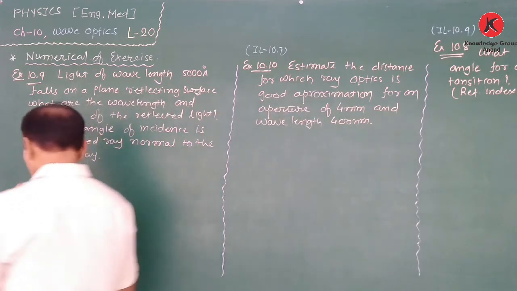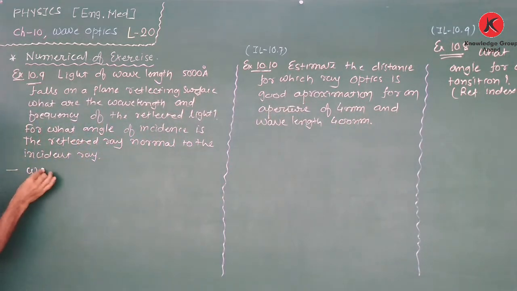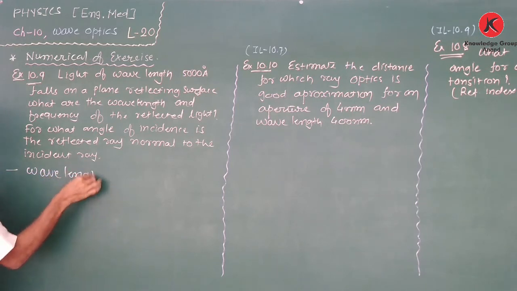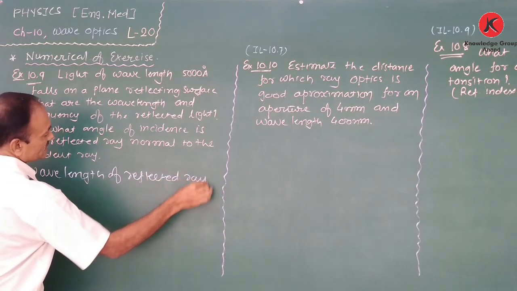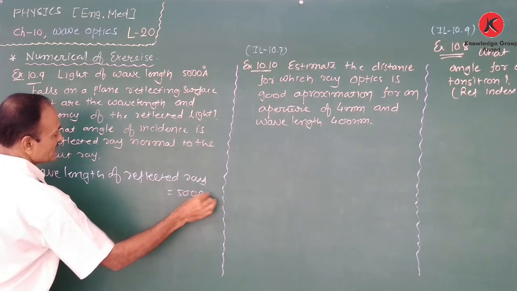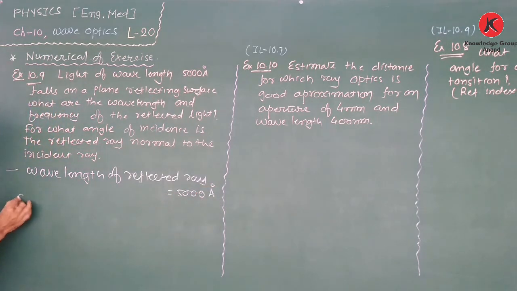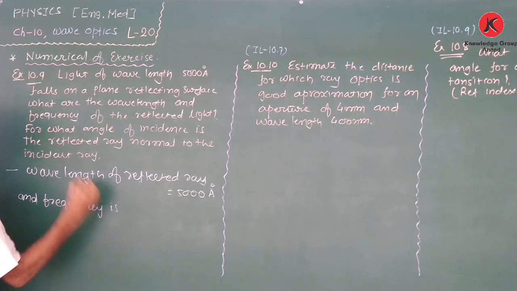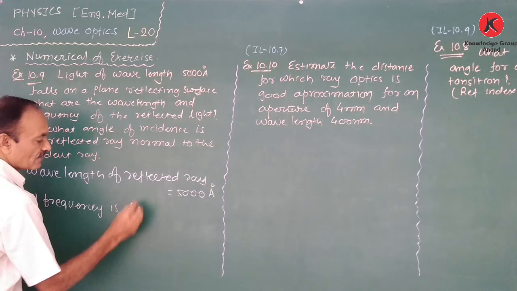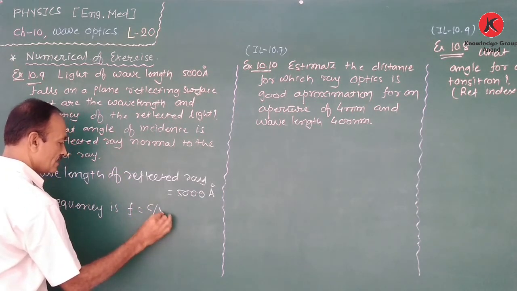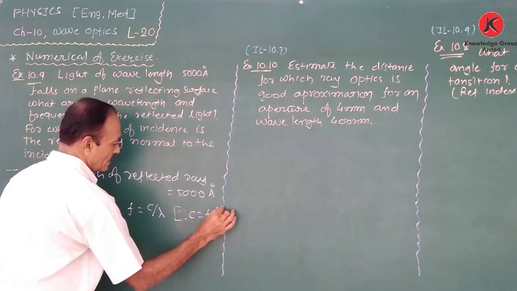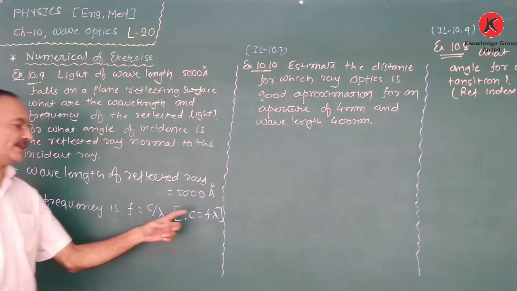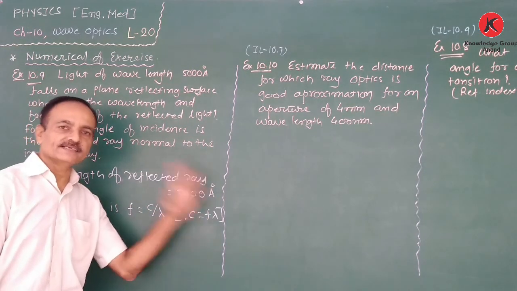For that purpose, the wavelength of the reflected ray is 5000 angstrom, that is, it remains the same, and the frequency f is equal to c upon lambda, because we know that c is equal to f into lambda. Using this equation, we can find the frequency of the reflected ray.